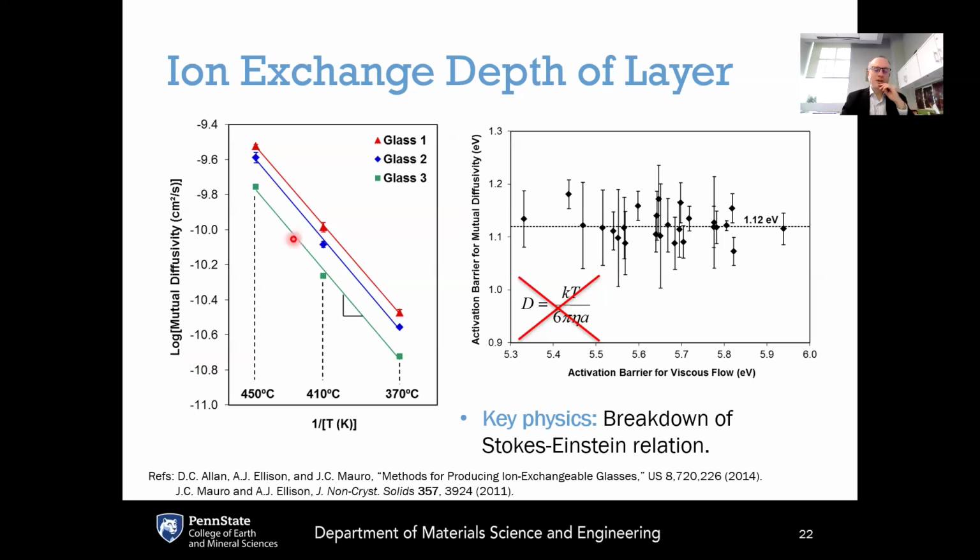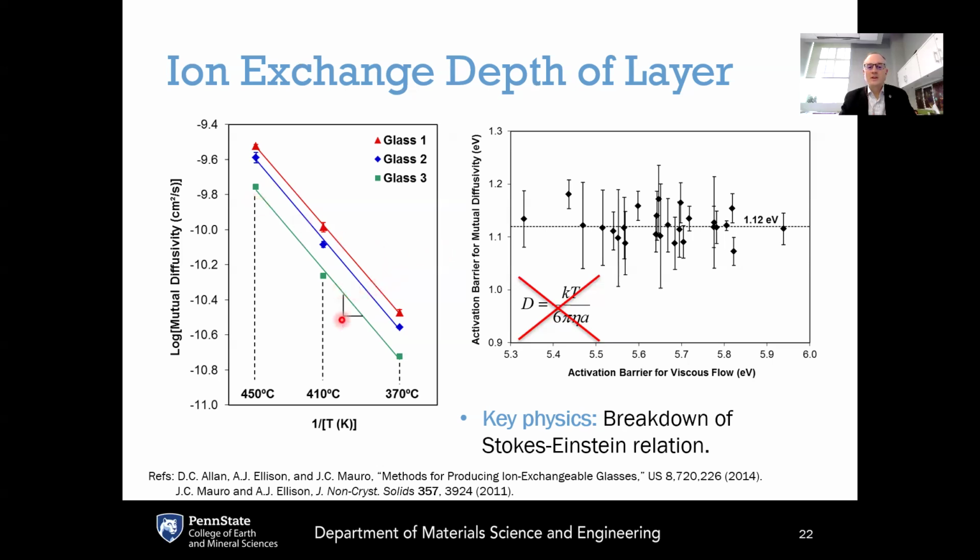And the interesting thing here is that you'll see that the slopes are the same for all of these compositions, indicating that the activation barrier for the ion exchange process is the same for each of these glass compositions. And all that is changing is that these diffusivity curves get shifted up and down. What this means is that the activation barrier is not really what's changing from composition to composition, but rather the prefactor of the Arrhenius curve, which is governed by entropy rather than activation barrier. That's the key part that changes with composition.